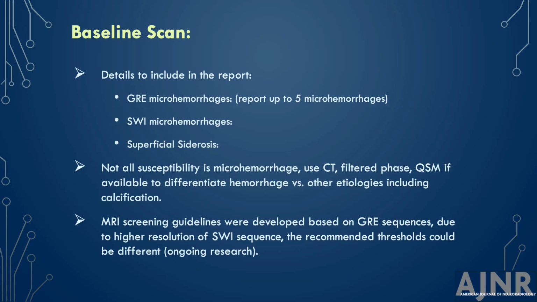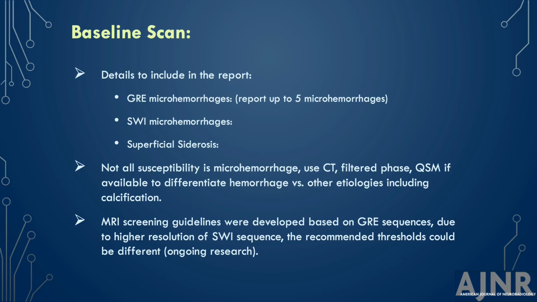Now we can discuss the important details that need to be included into the baseline scan MRI report. Our report needs to present the number of microhemorrhages based on GRE and or SWI sequences. We need to list up to 5 microhemorrhages. It would be beneficial to mark the images or put image numbers in the report. Presence or absence of superficial siderosis needs to be mentioned.